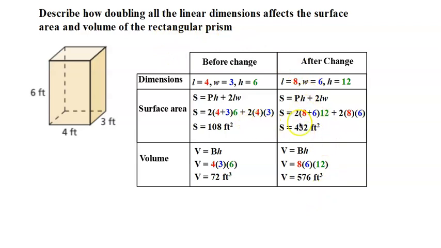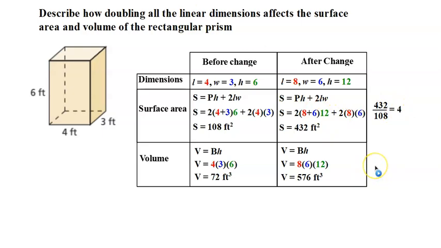So what was the change here? The easiest way to do that is to look at it as a ratio. Remember, when we're looking at scale factor, it's always going to be new over old. So 432 divided by 108 is 4. Notice it did not double. We doubled all the dimensions, but the area went up by 4, not 2.